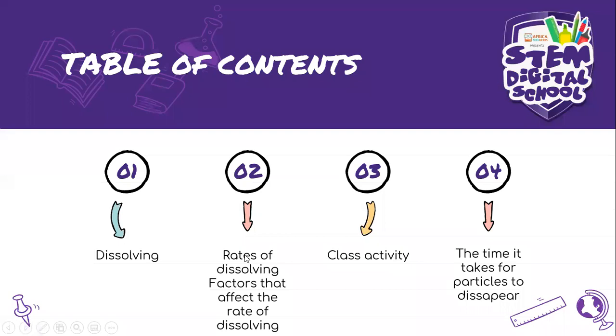Okay, so guys, today we'll be looking at dissolving. This is part of term 2. This was covered in term 2, but it is part of term 3 in the revised ATP. This is part of matter and materials. What we will be looking at today is the rate of dissolving, as well as some of the factors that affect the rate of dissolving. We are going to have a class activity. Basically what we need to learn is the time it takes for particles to disappear. That is the rate of dissolving.